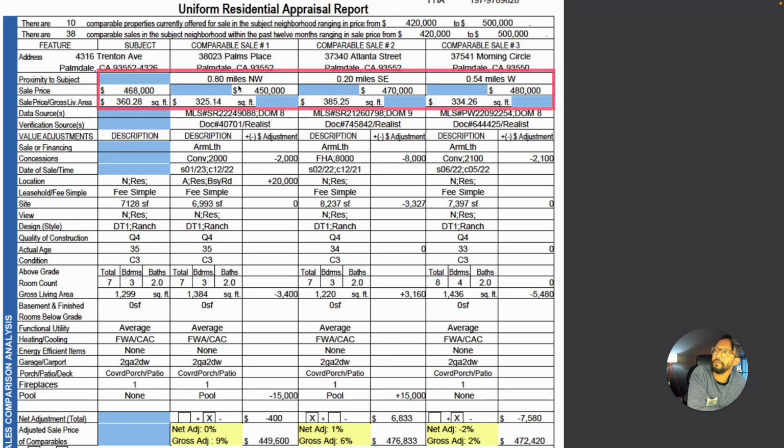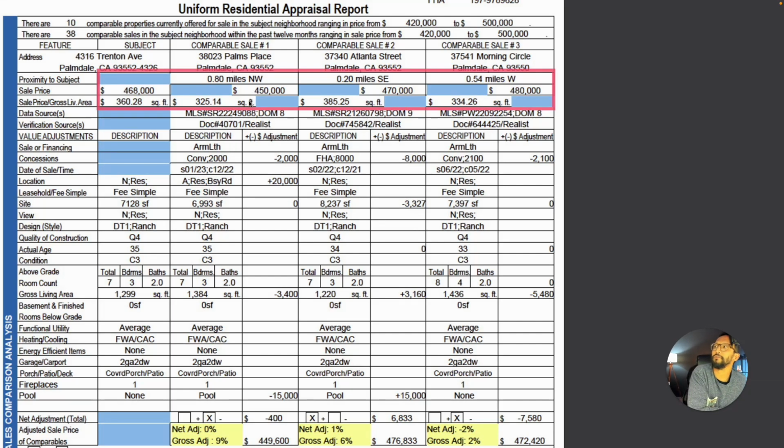You're also going to notice the distance. This one's 0.8 miles away. This one's 0.2 miles away. This one's 0.54 miles away. You'll notice that they're all within a 1 mile radius. Subject property, 1 mile radius around it is where the appraiser is going to look. There's likely going to be more sales, but the appraiser is going to narrow it down to 3 main comparables, and that's what they did here.